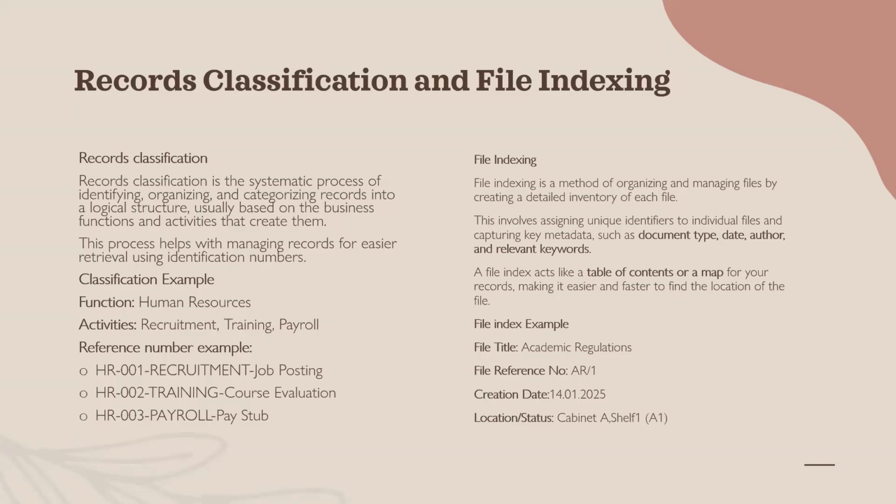A file index acts like a table of contents. We are still explaining what a file index is. It acts like a table of contents or a map or an inventory list for your records, making it easier and faster to find the location of the file or that record that you're looking for. An example of a file index is here below.